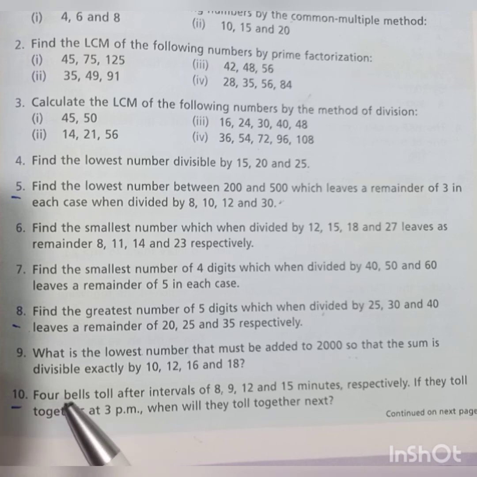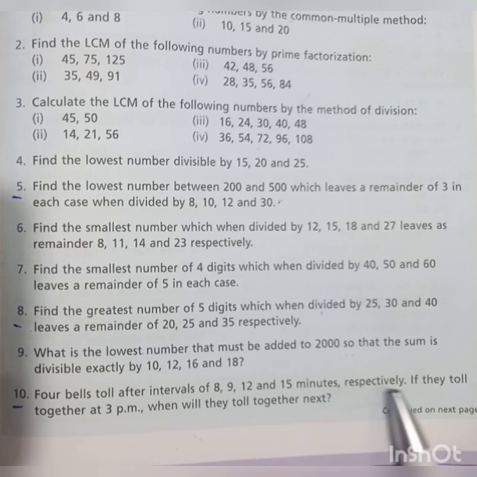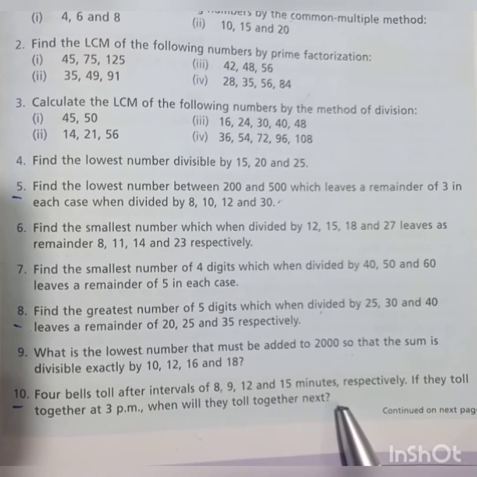Question number 10 is: four bells toll after intervals of 8, 9, 12 and 15 minutes respectively. If they toll together at 3 p.m., when will they toll together next?